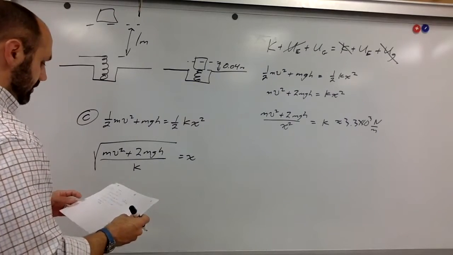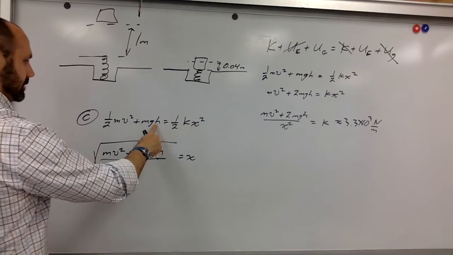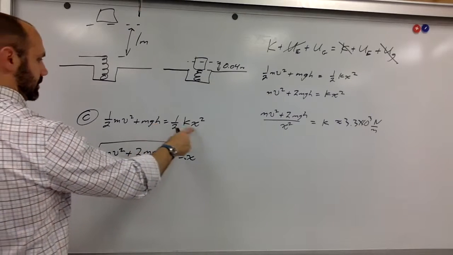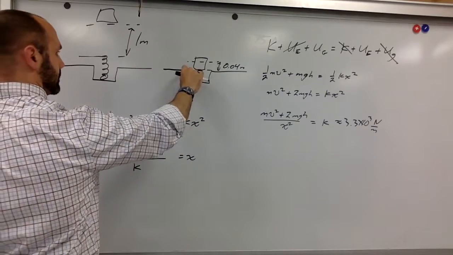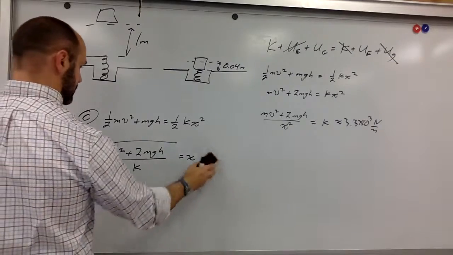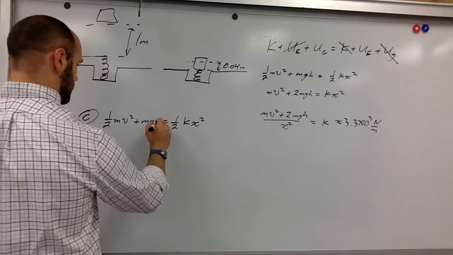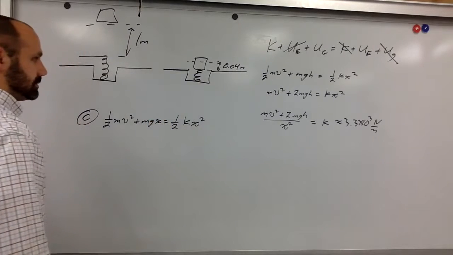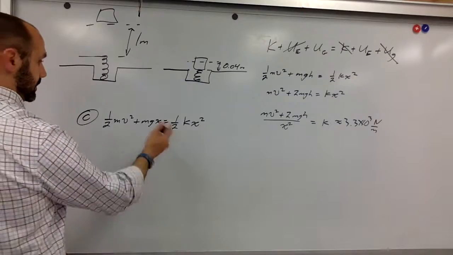Oh, I need to be careful here though because x is also h. Right. However much, if I'm kind of moving this around, then I'm also changing how high it is from the place where it ends. So I actually can't do that. So this is mgh, this is also mgx. Right. And I don't know what that is.